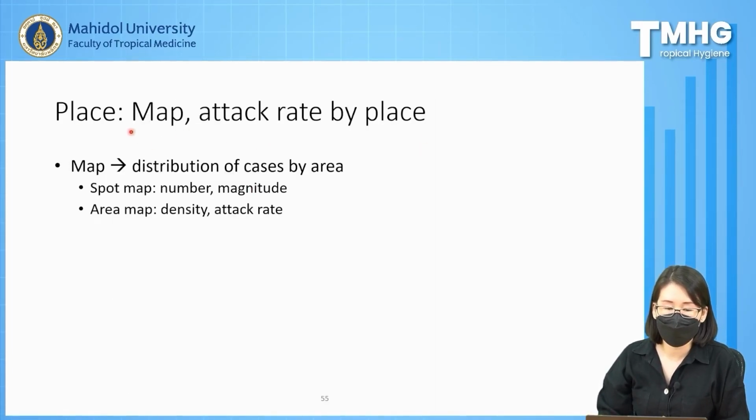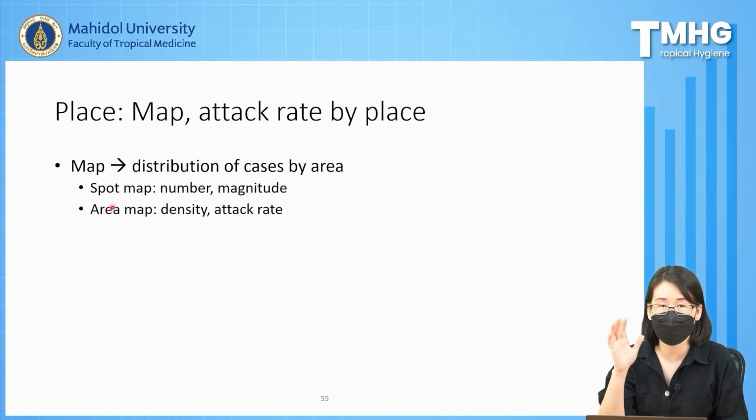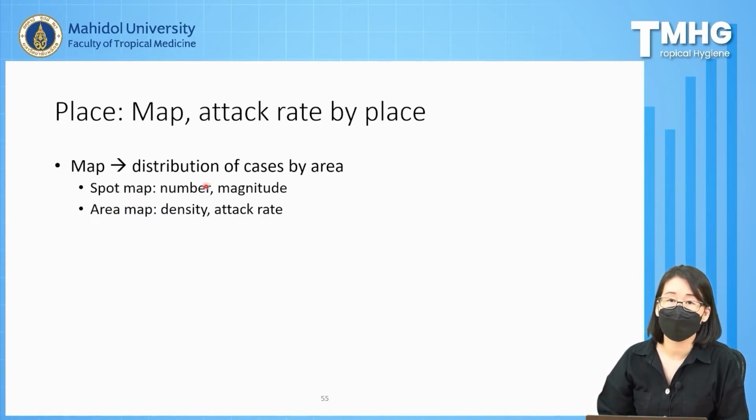And for place, you can do a map and attack rate by place. So a map is going to give you a picture of the distribution of cases by area, which is very useful, because our brain works in visuals, in pictures, more than text, right? So a spot map will be very useful. Then you can put in information about number and amplitude. And an area map is used for density and attack rate.